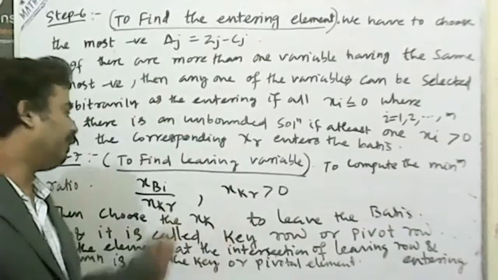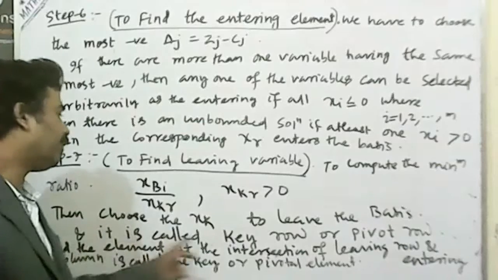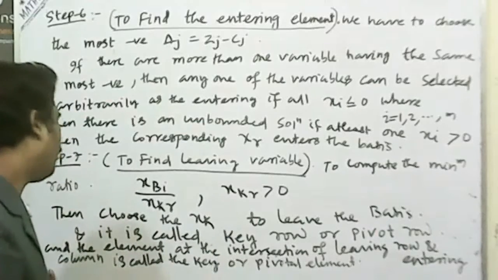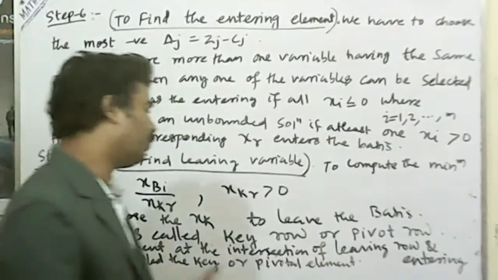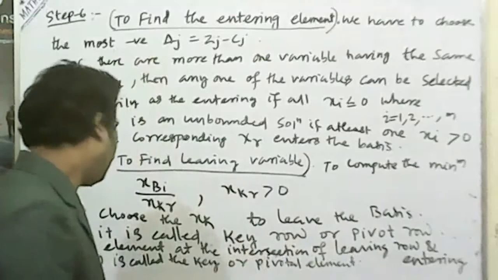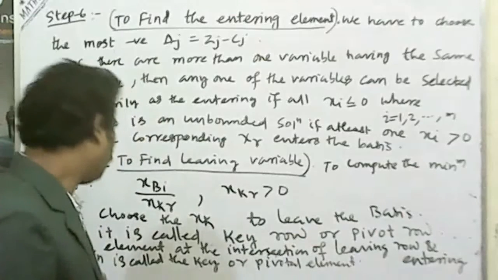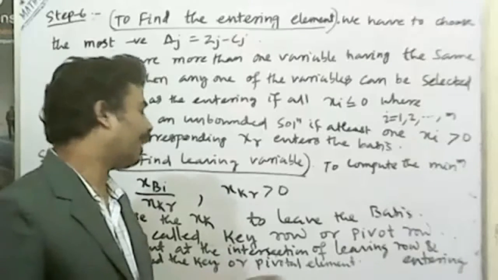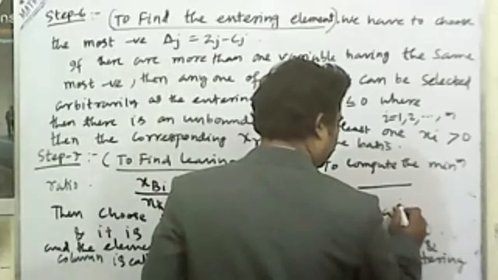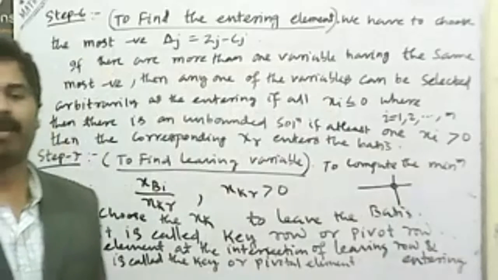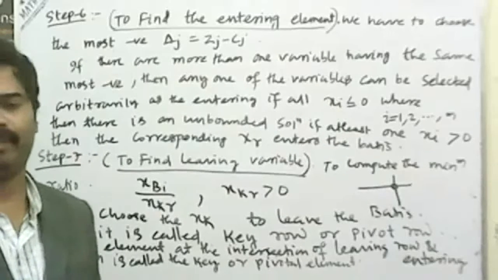Then choose the row to leave the basis, and it is called the key row or pivot row. The element at the intersection of the leaving variable row and entering variable column is called the key or pivotal element. This is leaving, this is entering. This element is called the pivotal element or key element.